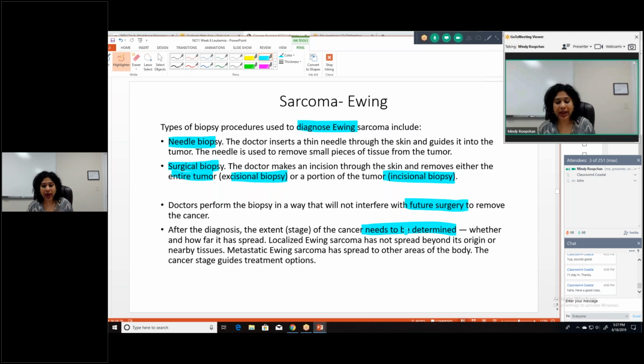How far has it spread, has it gone to other areas, where is it localized, what's going on. For localized Ewing sarcoma, it has not gone beyond its origin or the nearby tissues. For metastatic, it's spread to other areas of the body. That's going to depend on the type of treatment that we need. So we're looking at localized versus metastatic.